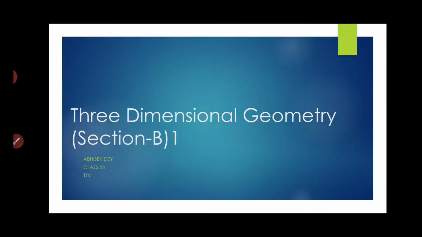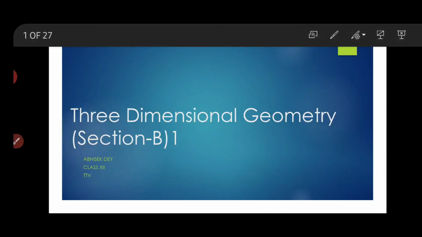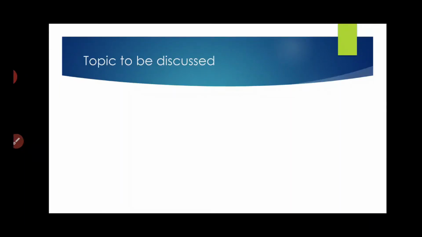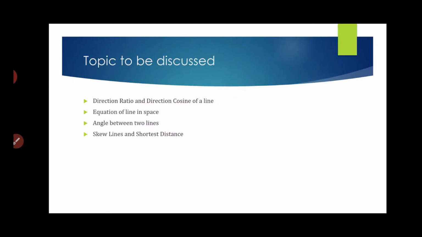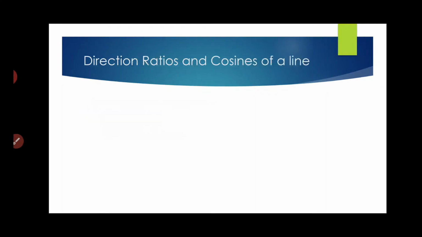about planes. So, in today's class, we are going to deal with first the direction ratio and direction cosine of a line. Then we are going to talk about equation of a line, then angle between two lines, and finally skew lines and the shortest distance between them. To begin with, direction ratio and direction cosine of a line.